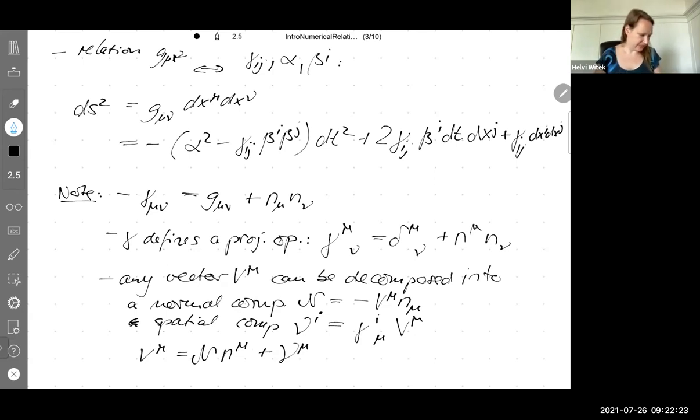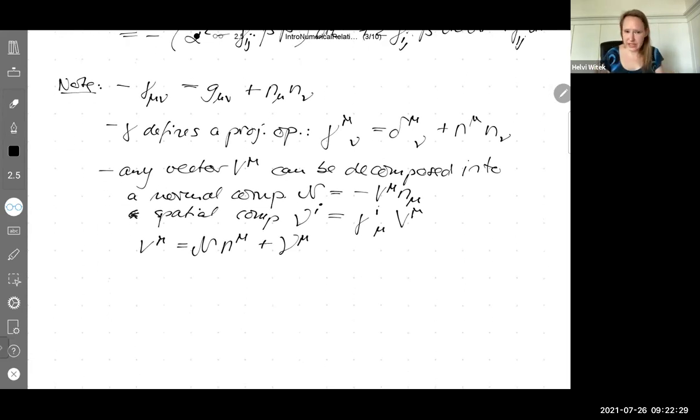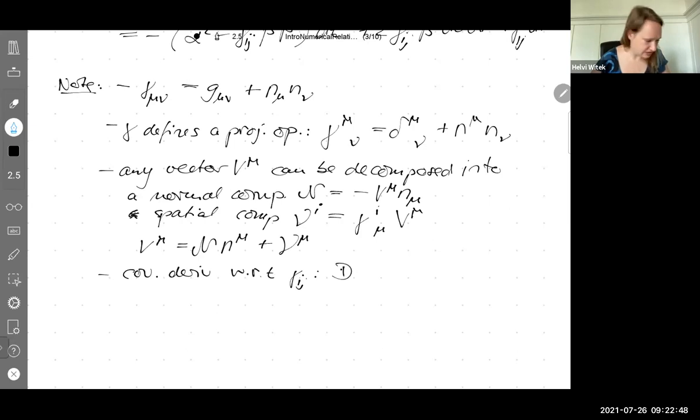Okay, good. Then the other quantity that we will see is actually the covariant derivative with respect to our spatial metric. So this is more for completeness. We can introduce the covariant derivative with respect to our spatial metric, and I will typically use a capital D for this. This would be given by gamma applied on our four-dimensional covariant derivative. So we are projecting out the respective components here.